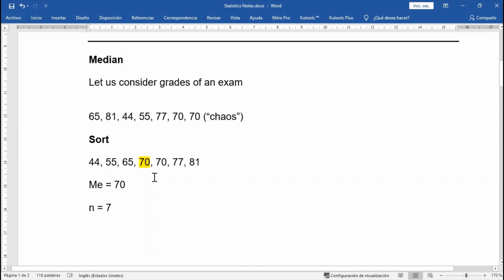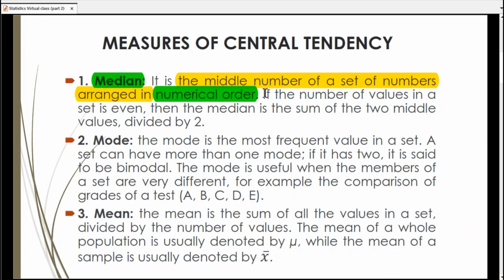Now, there was a clarification. Let's go back to the presentation. It says, if the number of values in a set is even, then the median is the sum of the two middle values divided by 2. So there is an extra thing to consider.